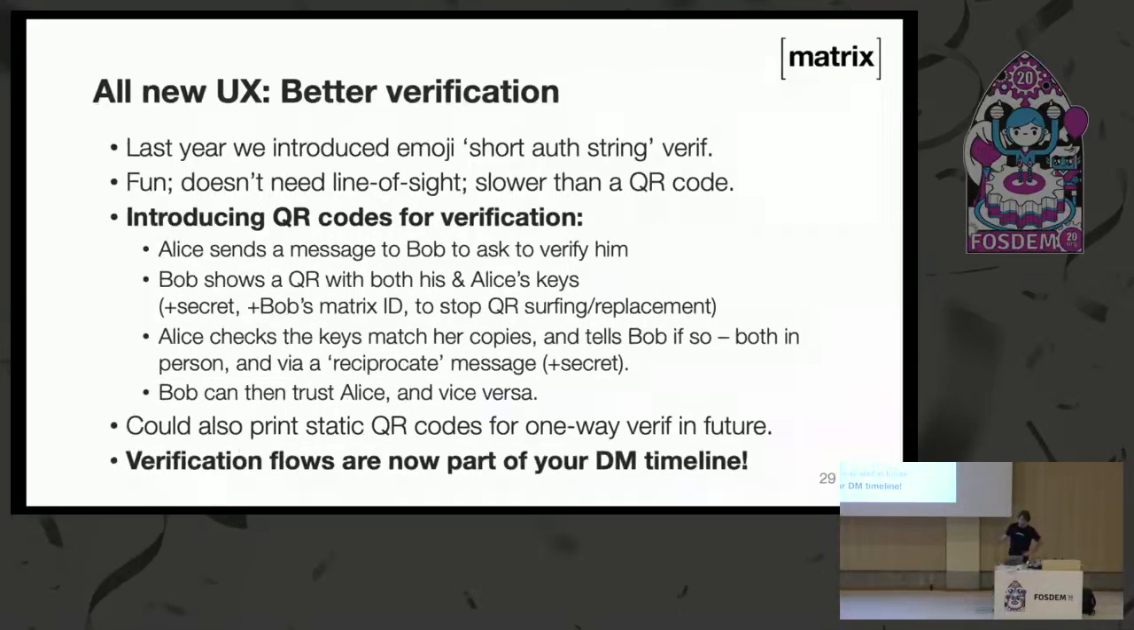Finally, better verification. We're introducing QR codes as well as emoji. This is not killing off emoji. We love the emoji verification, but sometimes it's easier to go bloop than to call out emojis to one another. The way it works is that you produce a QR code with all of the keys you want to verify on it. It's not an interactive thing at the moment, so it's quite a complicated QR code because it has a lot of public keys in it. And you show it to the other person.